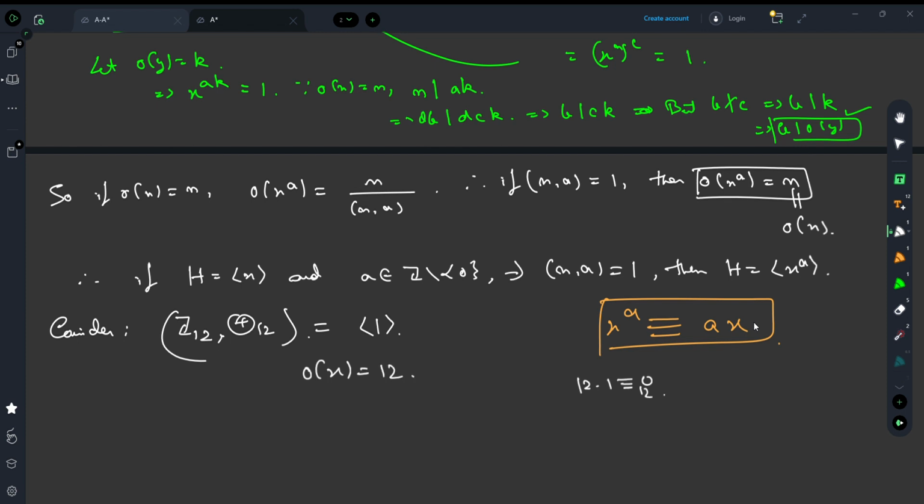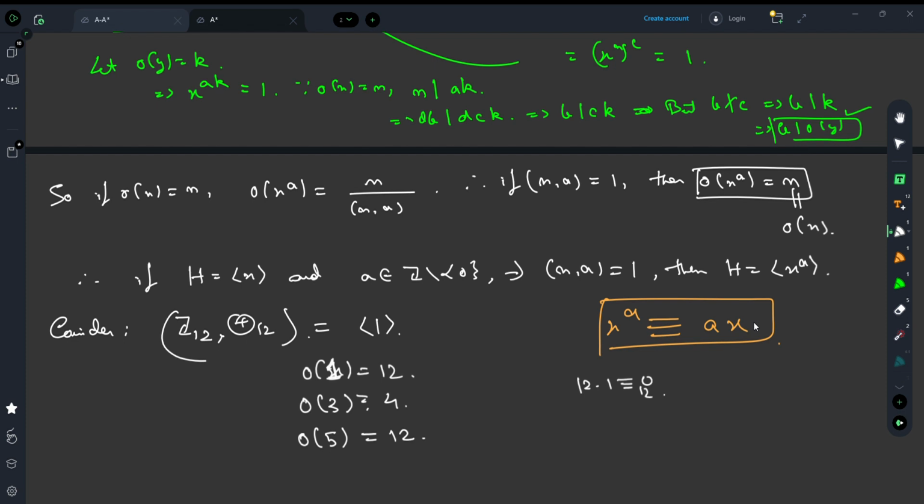So the order of X is 12, right? What is the order of 3? Yeah, so the order of 3 will be 4. This won't work. Even numbers won't work, obviously. What is the order of 5? Clearly the order of 1 is 12, right? So clearly the order of 5 will be 12, right?